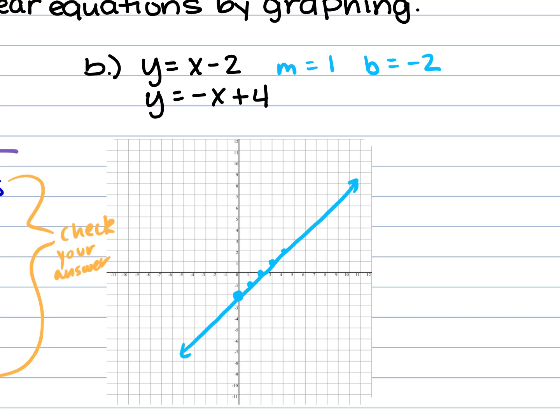Now let's graph our second one. What's my slope for the second line? Negative 1. And what's my B? 4. So what would I put first on my graph? A point at 4 on the y-axis. And then how do I show the slope of negative 1? Down 1 to the right one, down 1 to the right one. Put a couple points and then draw your line.